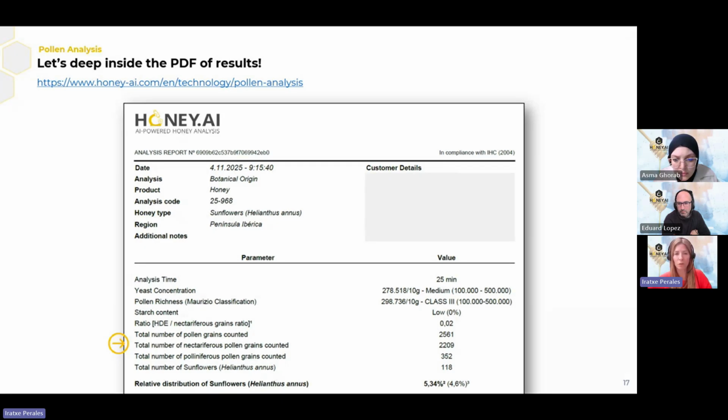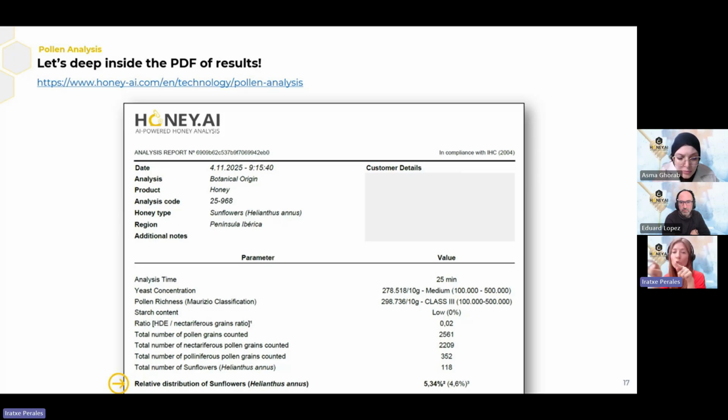It happens sometimes that you have a lot of pollen grains content, but there is a lot of polliniferous pollen grains. So until we don't reach 400 nectariferous pollen grains, the system continues. That's why we include this information. And then in case that you indicated that your honey is monofloral, here you have the specific concentration, like the relative distribution of that species in the sample.